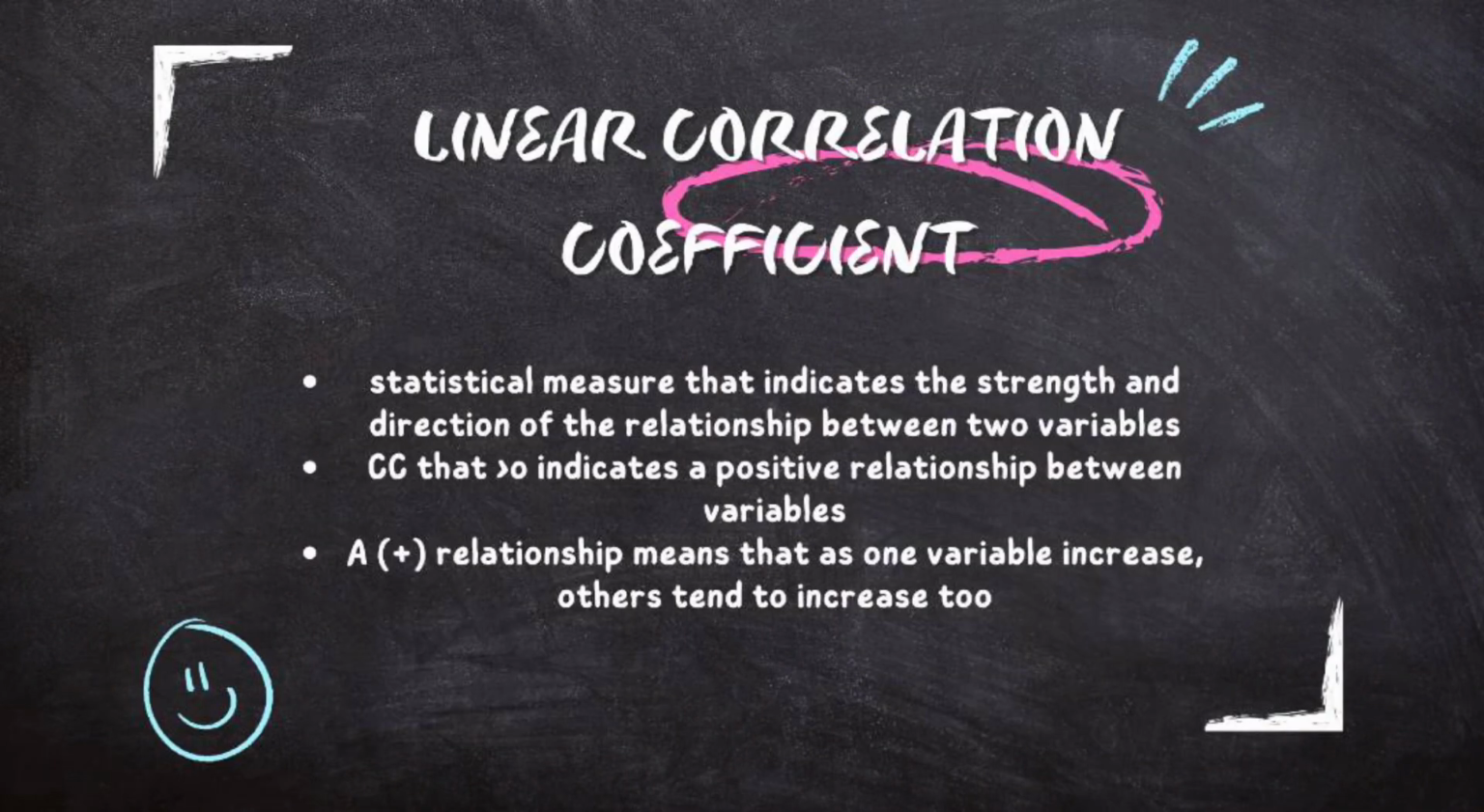The linear correlation coefficient is a statistical measure that indicates the strength and direction of the relationship between two variables. A correlation coefficient greater than 0 indicates a positive relationship between the variables. A positive relationship means that as the value of one variable increases, the value of the other variable also tends to increase. A value close to 1 indicates a high relationship between the two variables being compared. Hence, the graphs of length versus width and length versus height have higher correlation.